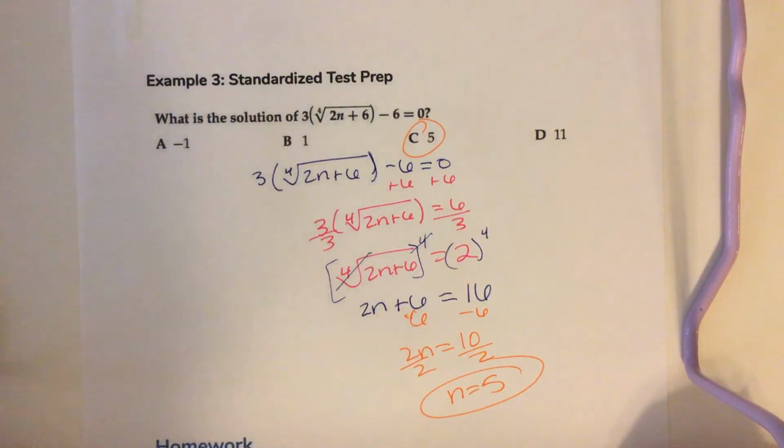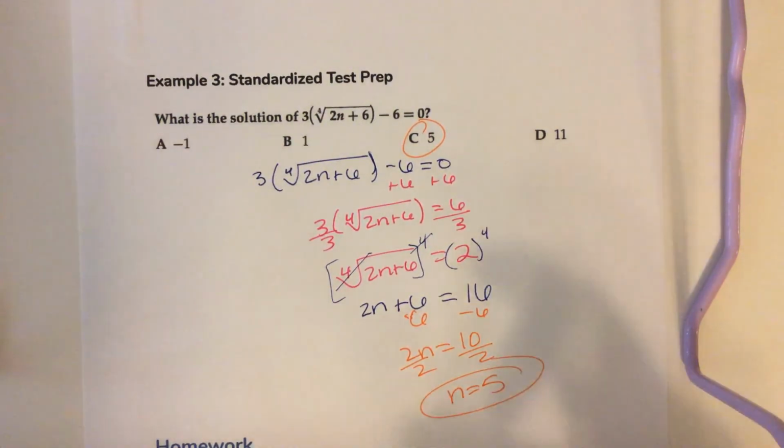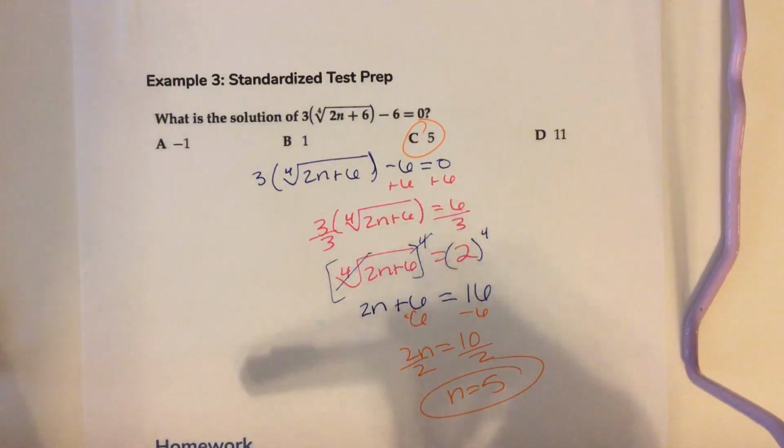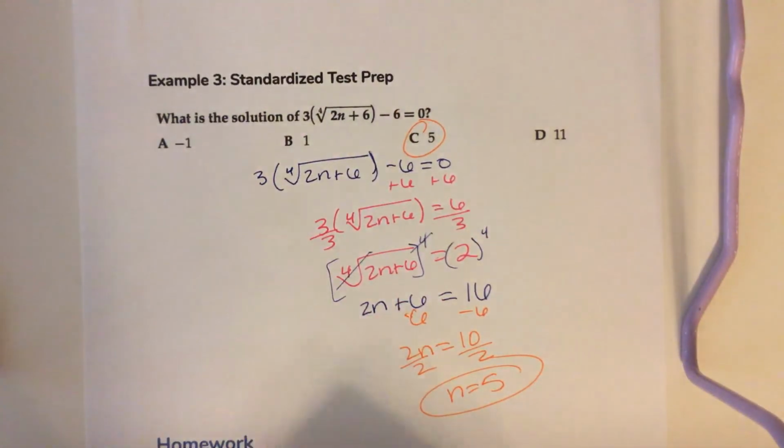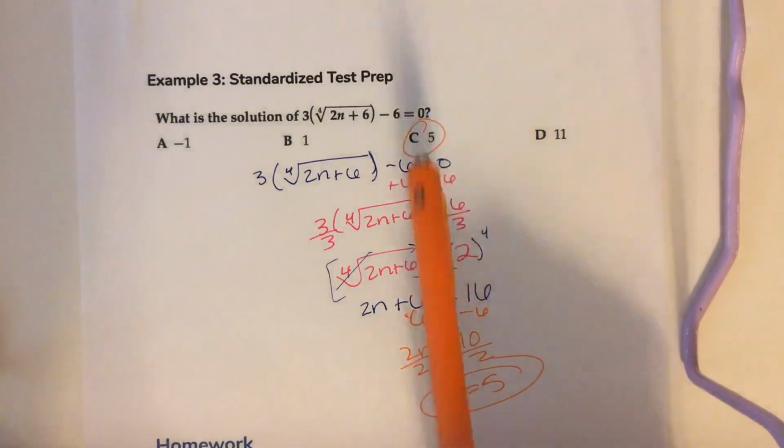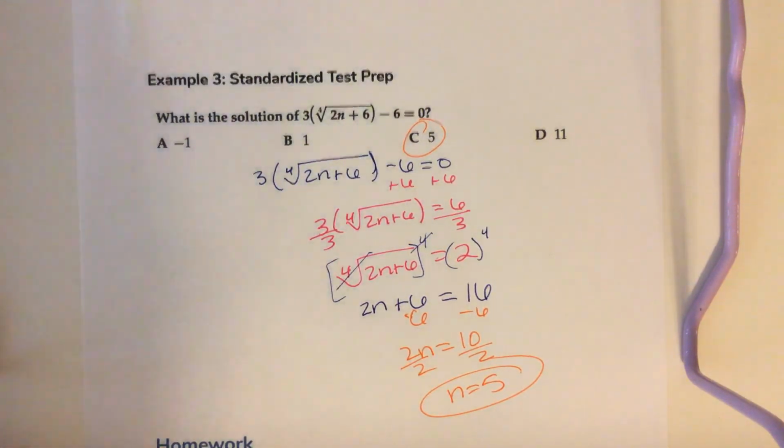Say I'm running a little low, and this is an ACT question or a SAT question, running a little low on time. I could just plug and chug and see which one also works to get my answer. That would be a very valid option, but 5 is our answer.